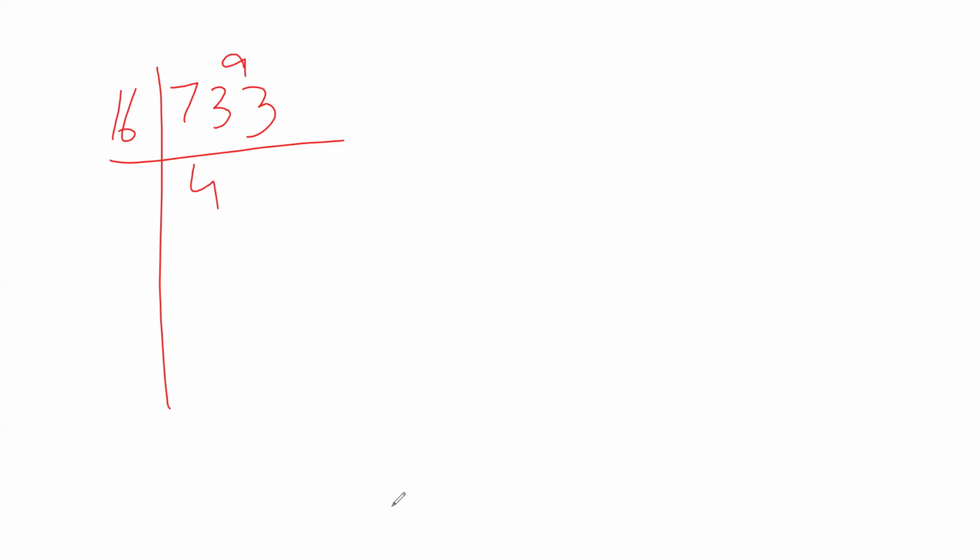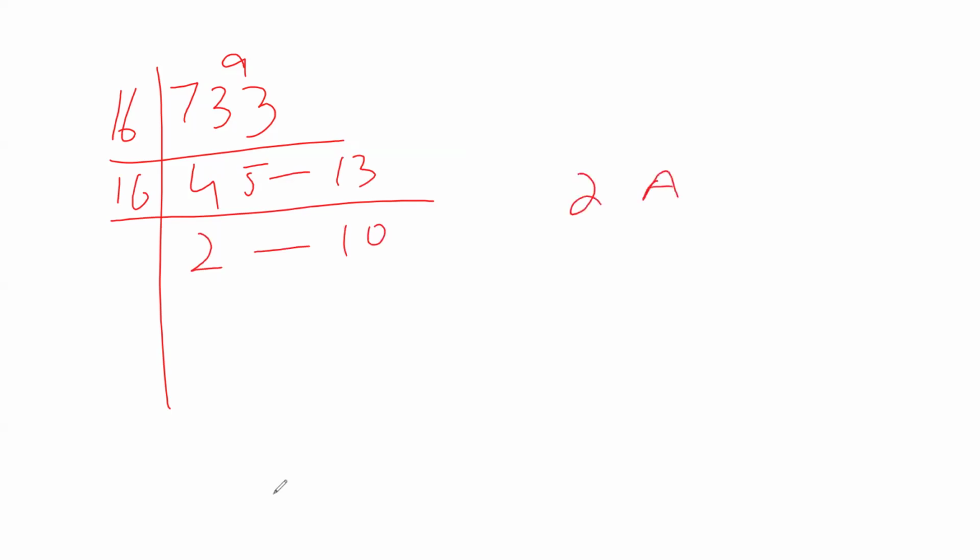Now it is 93. You have to read the table of 16 on 93. How many times? 16 multiplied by 5 is 80. The remainder is 13. Now we'll again do 16 multiplied by 2, that is 32. The remainder is 10. Now you will write 2A D, that is 2AD.